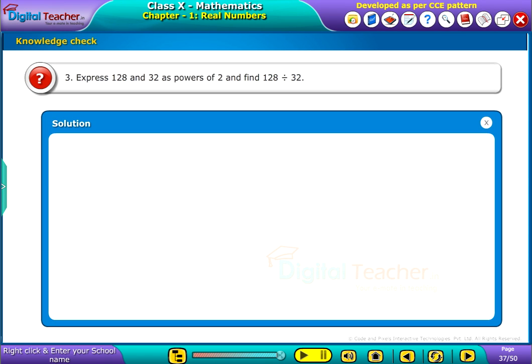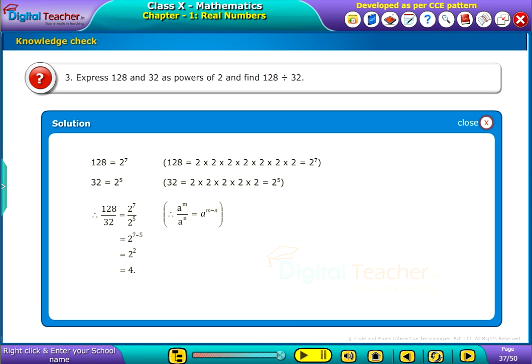Express 128 and 32 as powers of 2 and find 128 divided by 32. Solution: by factorizing 128, we get 2 power 7 and for 32 we get 2 power 5. Now, by dividing equivalent terms of 128 and 32, we get as shown.